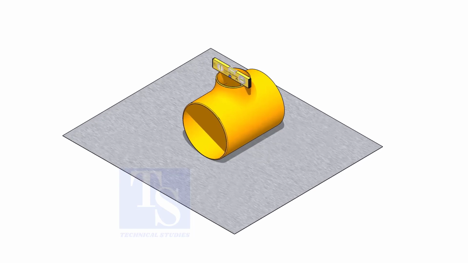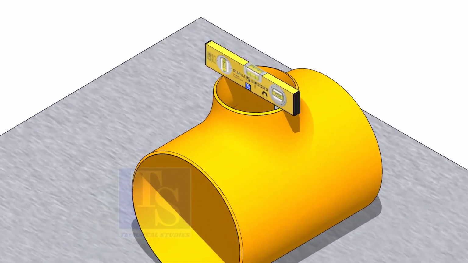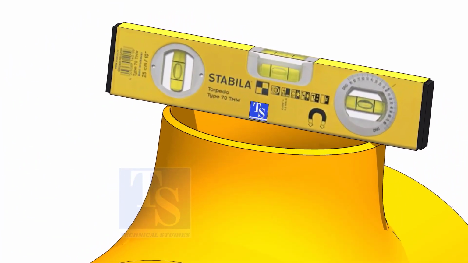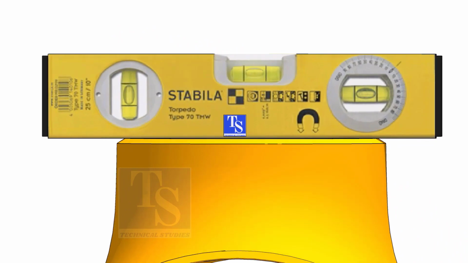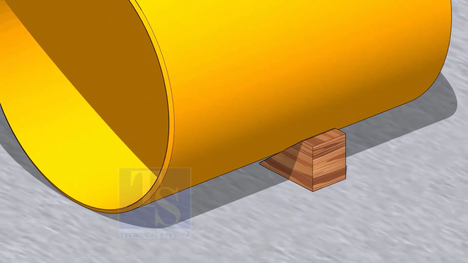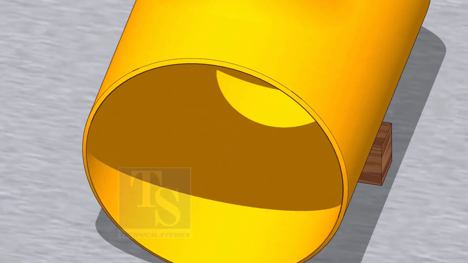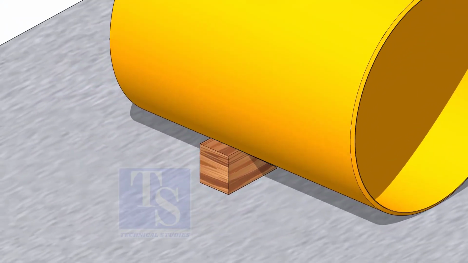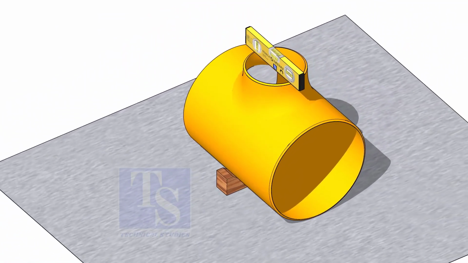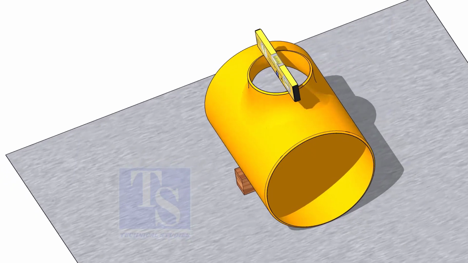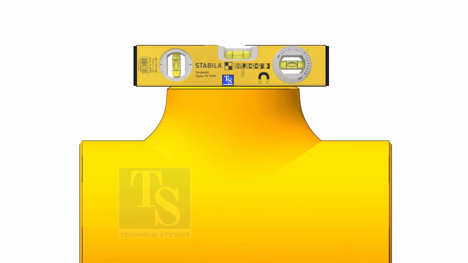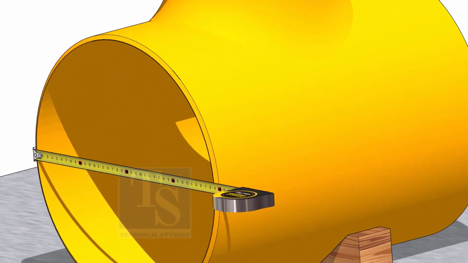Put the T on a level plate and level the top side. Put packing on both sides. Check the outer diameter of the T.